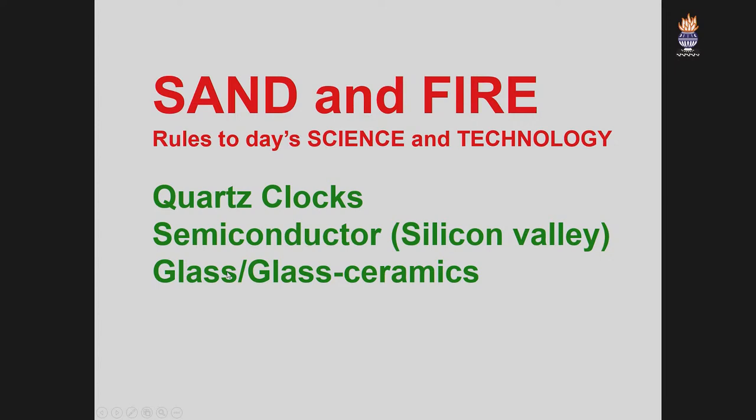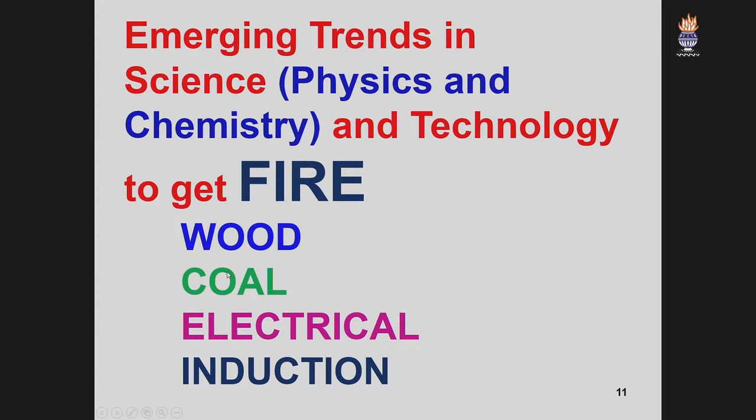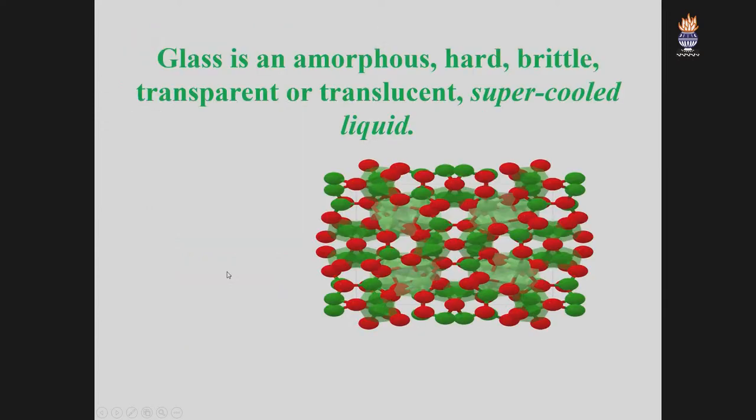You can see in the case of quartz clocks, semiconductors, and glass ceramics, in all these cases we need these two things, sand and fire. Most of the research is going on related to physics and chemistry, which is the emerging trend in science and technology. To get fire, we need wood, coal, electrical, or induction. Glass is an amorphous solid. It is hard, brittle, and transparent or translucent. We can also call it a supercooled liquid.